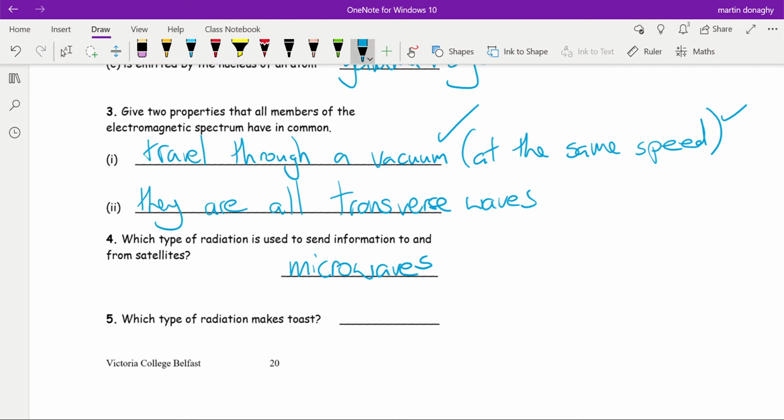What type of radiation makes toast? In our toaster, we use infrared radiation. Okay.